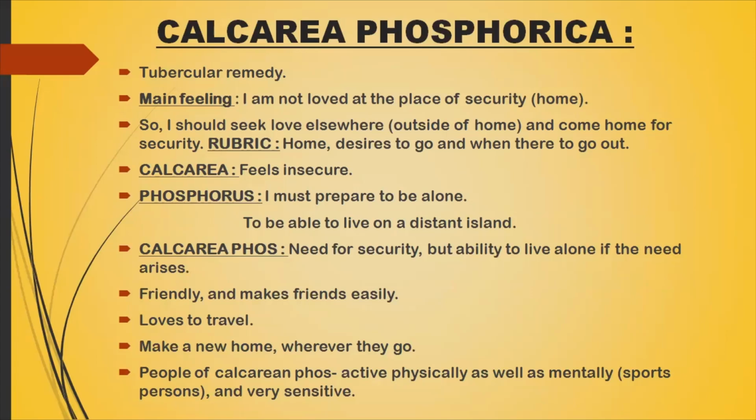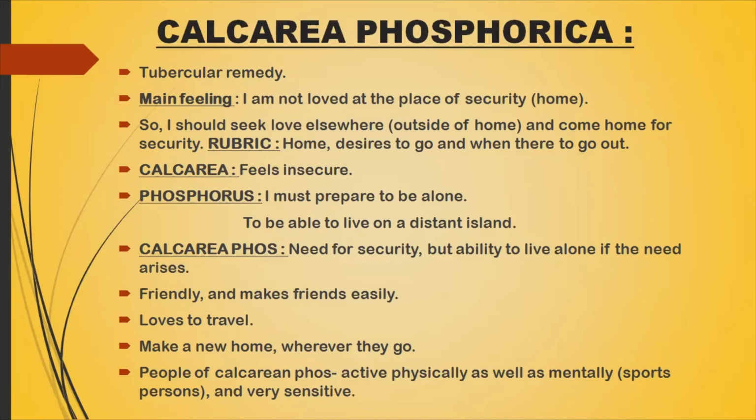Next salt is Calcarea phosphorica. As we all know, Calcarea phosphorica is a tubercular remedy. The main feeling is, I am not loved at the place of security, so I need that love from others, especially friends. That's why they make it as if it's a casual thing. They will make so many friends. They will say hi bye to any unknown person. They will easily get rapport with them.